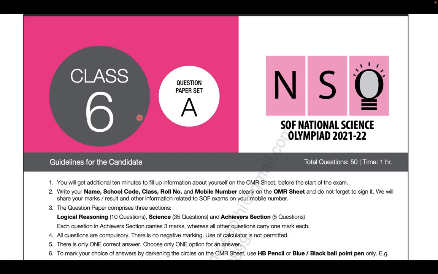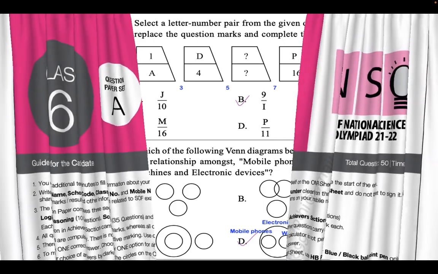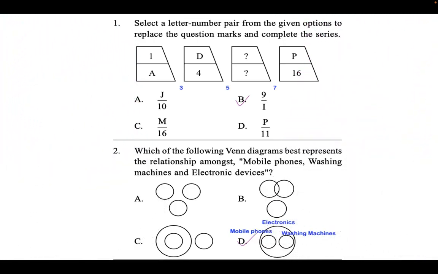Today we'll be solving the Class 6 question paper, Set A, NSO 2021-22. In the first question, we have to select a letter-number pair from the given options to replace the question mark and complete the series. Here, the alphabet represents their order in the alphabetical series.